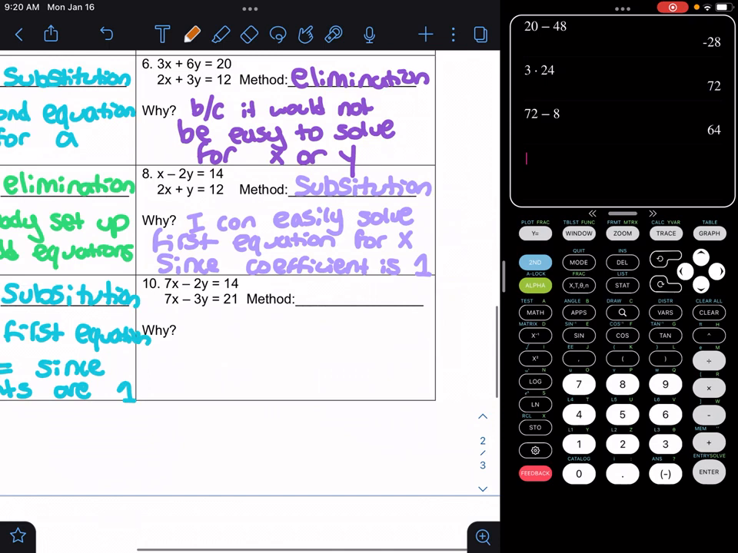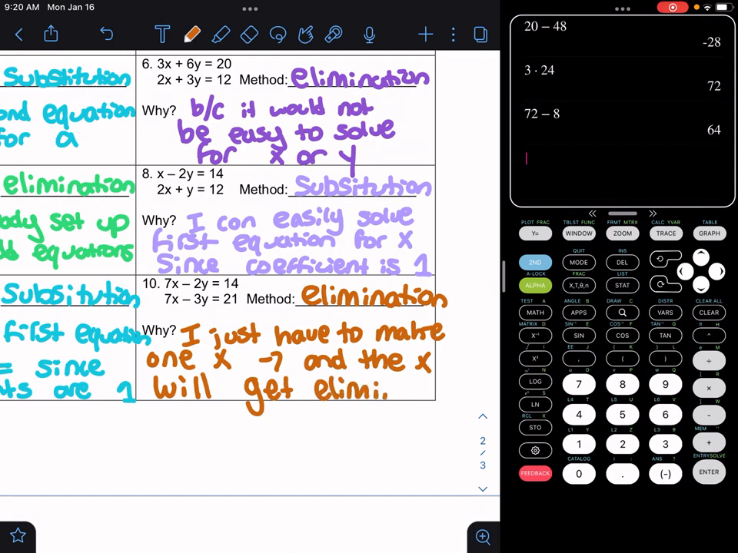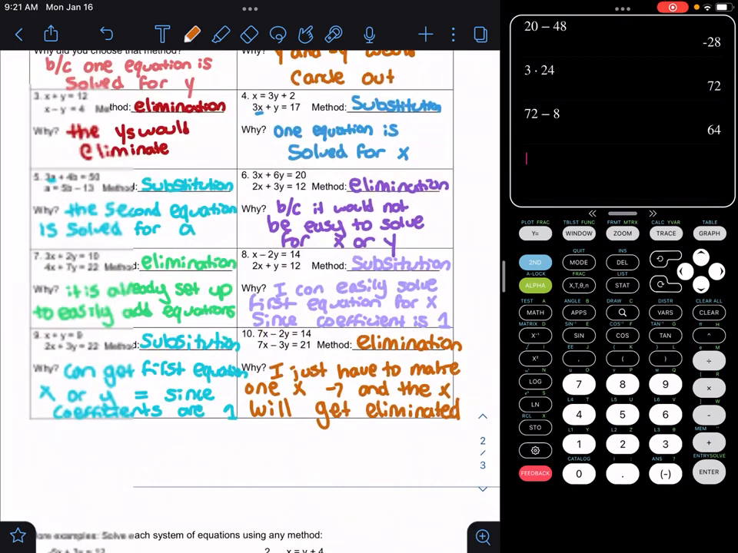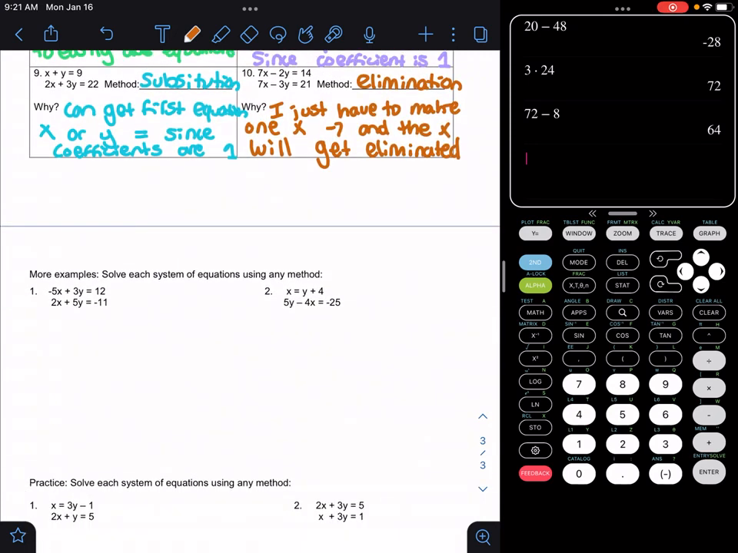And this last one, I'm definitely going to use the elimination method because I just have to make 1x negative 7 and the x will get eliminated. Nice. Alrighty, so now let's solve these systems of equations using any method we want.